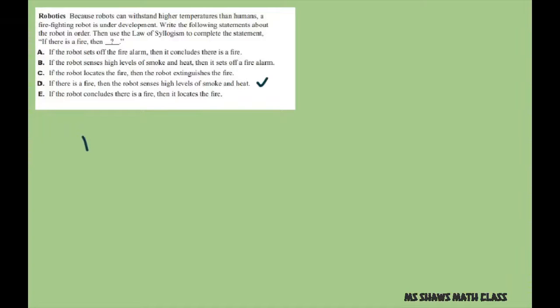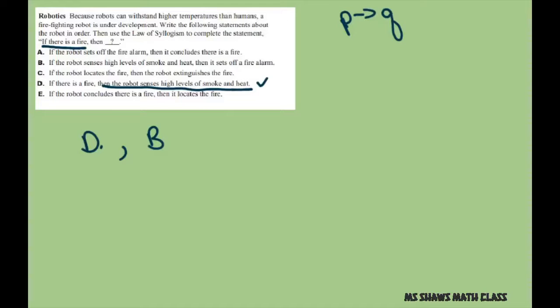I'm going to use D first. So if there's a fire, because I want to use this hypothesis first, then the next step would be the robot senses high levels of smoke and heat. Then you want to go to B, because then we're doing if P, then Q.